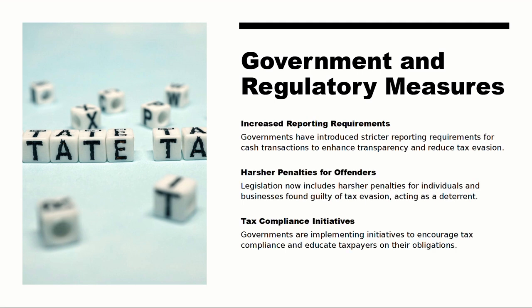Government and regulatory measures. Increased reporting requirements. Governments have introduced stricter reporting requirements for cash transactions to enhance transparency and reduce tax evasion. Harsher penalties for offenders. Legislation now includes harsher penalties for individuals and businesses found guilty of tax evasion, often as a deterrent. Tax compliance initiatives. Governments are implementing initiatives to encourage tax compliance and educate taxpayers on their obligations.